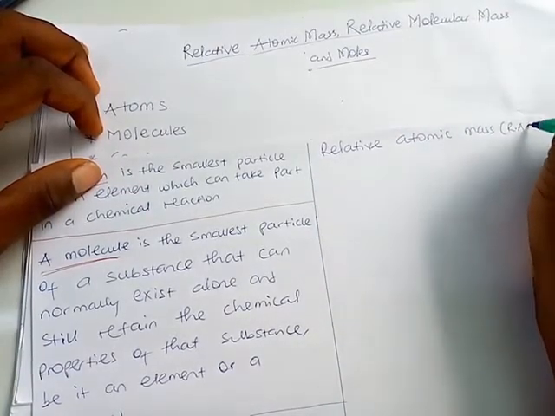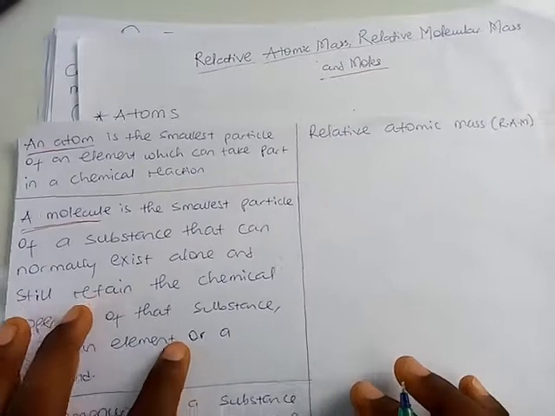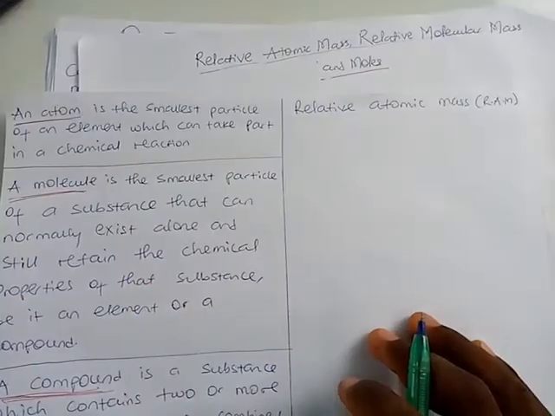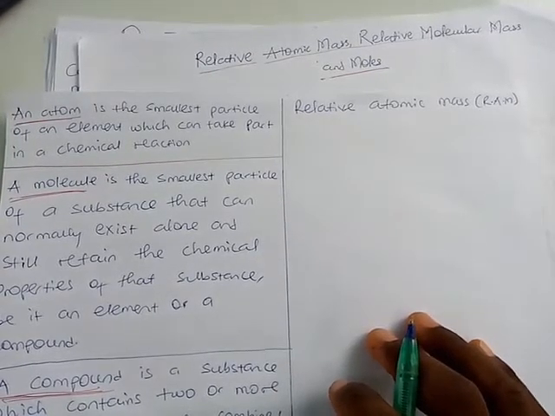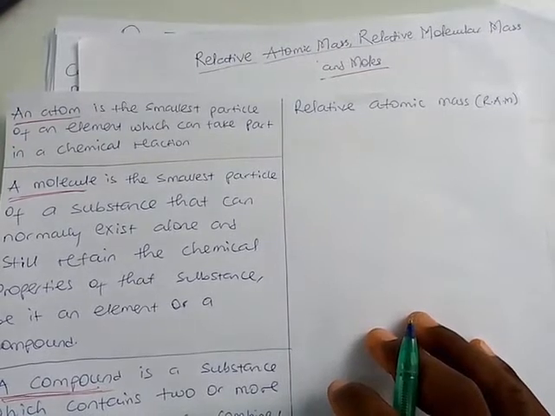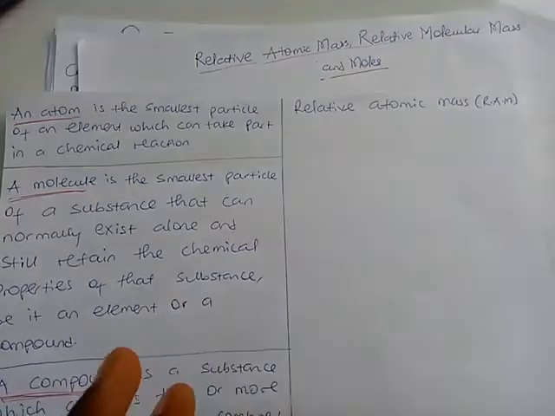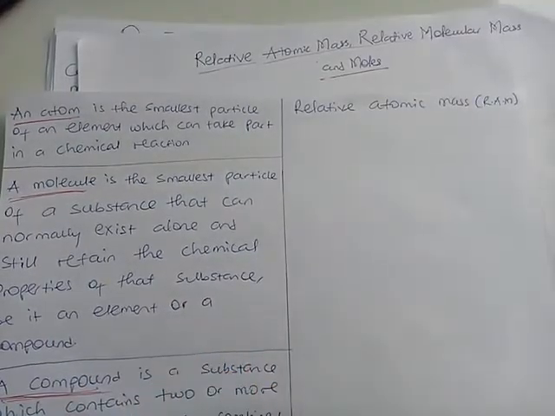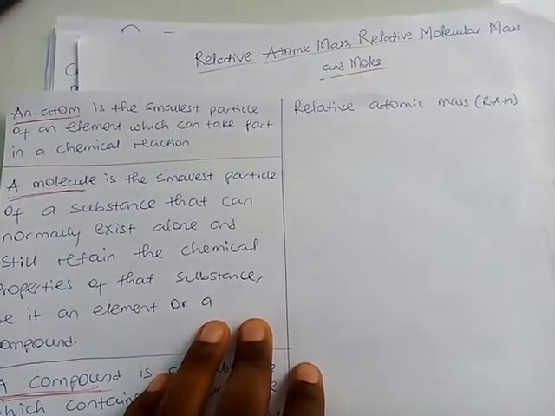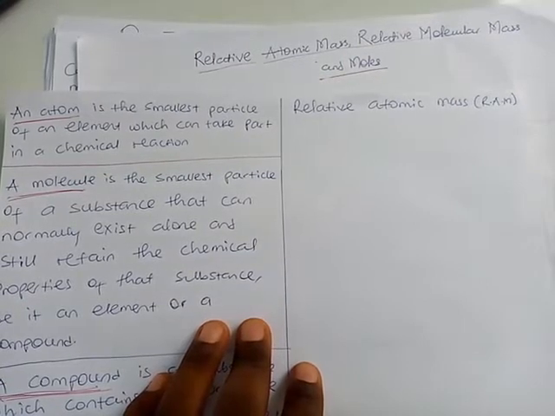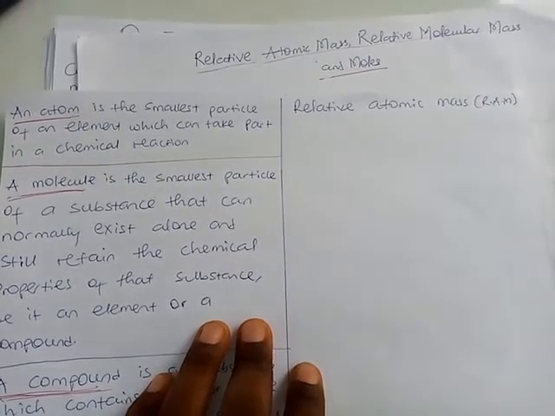As R-A-M. Okay. The relative atomic mass of an element is the number of times the average mass of one atom of that element is heavier than 1/12 the mass of one atom of carbon 12. You can go back to your chemistry textbooks and check the definition. So let me restate it: the relative atomic mass of an element is the number of times the average mass of one atom of that element is heavier than 1/12 the mass of one atom of carbon 12.